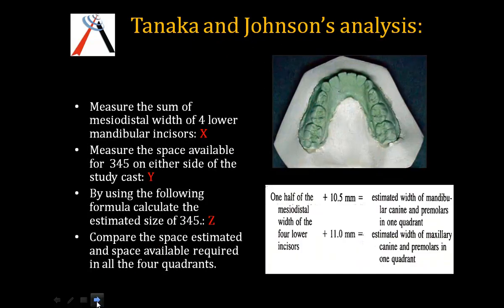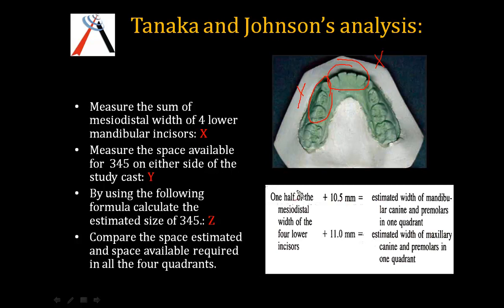Next is the Tanaka-Johnson analysis, which is on similar principles to Moyer's analysis but uses a formula. First, we need to measure the mesiodistal width of the 4 lower incisors. We then measure the space available for 3, 4, 5 on either side of the study cast. By using a formula, we calculate the estimated size of 3, 4, 5.